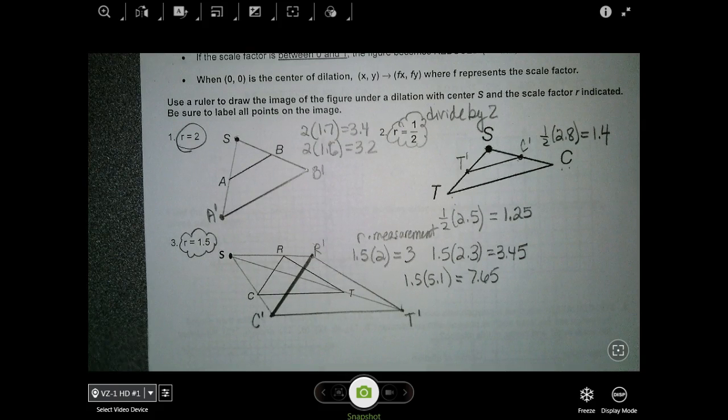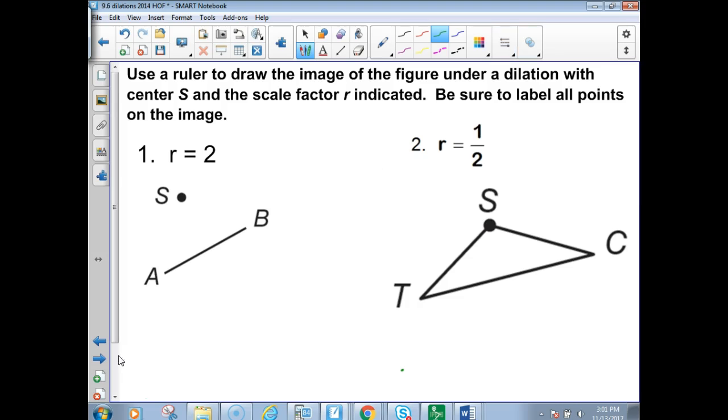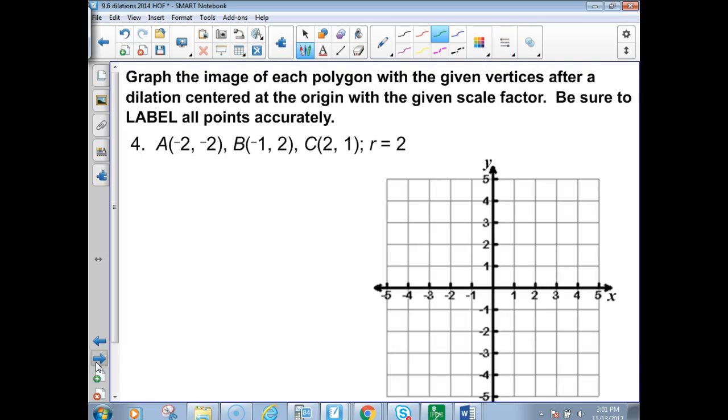Now, I can go back, because we're going to go into the coordinate plane. I'm going to go back to my brighter screen. And our first step here is going to be, we need to plot the original figure. Are we good? I hope I didn't go too fast. I thought, maybe I went too slow. Not sure. Hopefully a good speed.